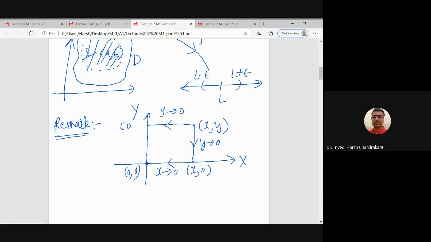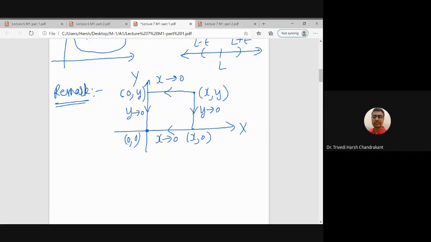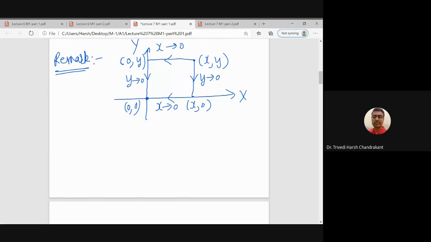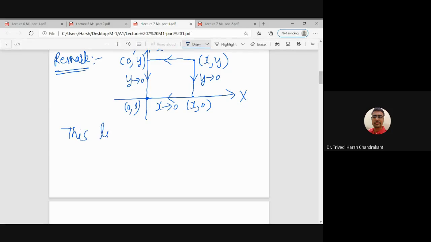Yeah, so I should write here x approaches to 0, then our point will be (0, y), and then we'll go for y approaches to 0. So we will go from (0, y) to (0, 0). Whatever (x, y) point is given, if we take these two limits, we will always approach the origin. So these limits are known as iterated limits.